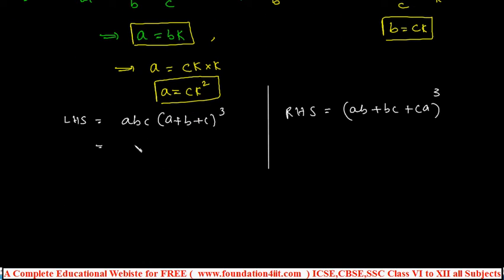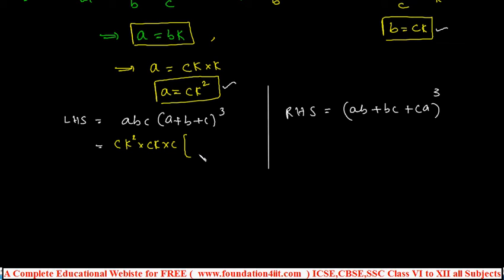Okay, so in the place of A, B, C, we'll substitute. The full question will convert into only a single variable, that is C. Wherever A is there, you can substitute CK square. In the place of B, CK we'll substitute. Just we can use this method. ABC: A is CK square and B is CK into C.